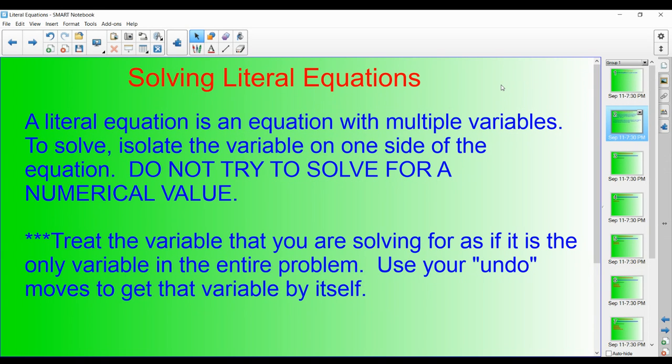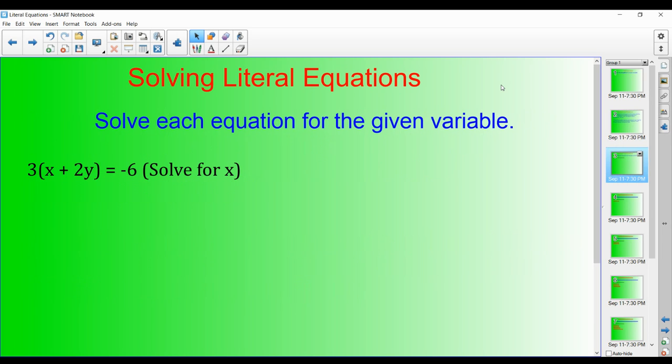So in this, we are not trying to solve for a numeric value. You're not trying to get x equals 8 or y equals 10. You're going to wind up with getting x equals something in terms of other letters. So I want us to treat the variable that we're solving for as if it's the only variable, get it to one side, and everything else to the other side. And we're going to look at a few examples.